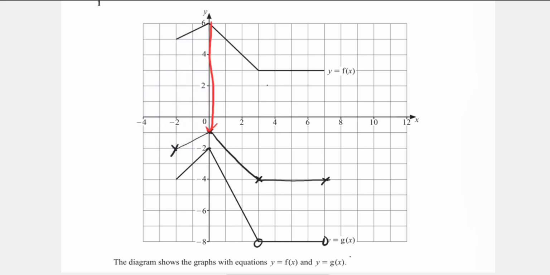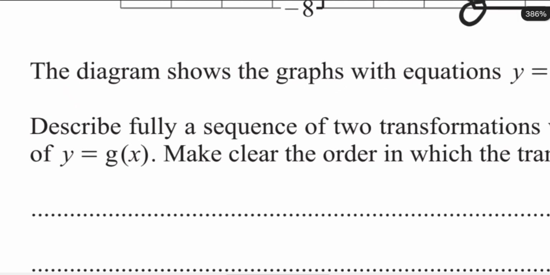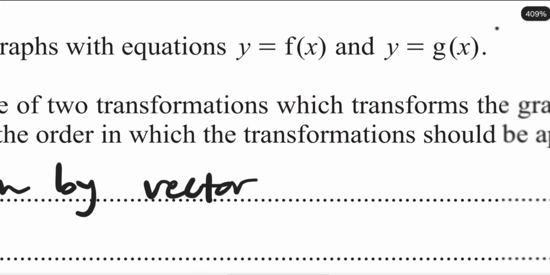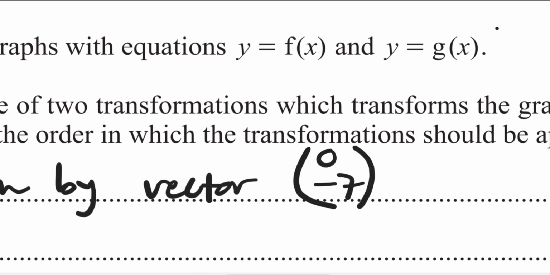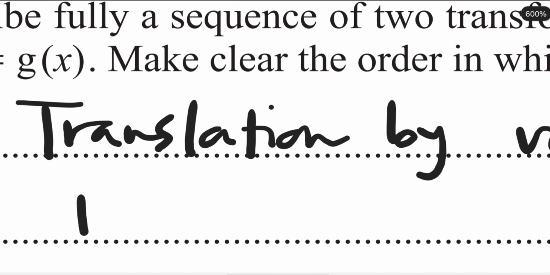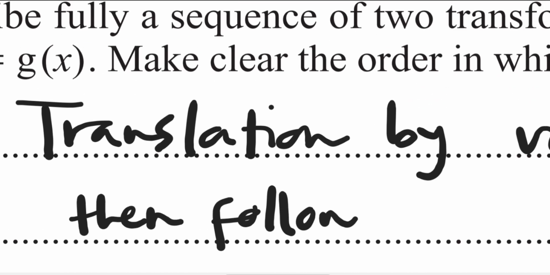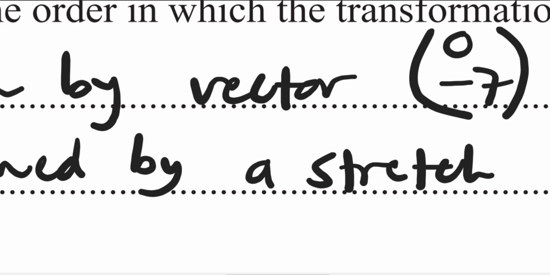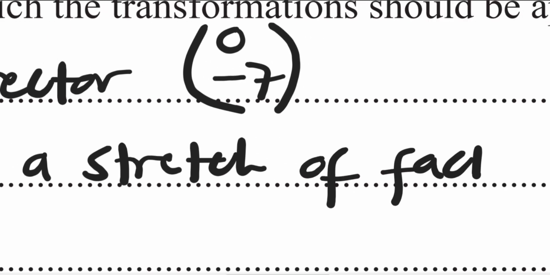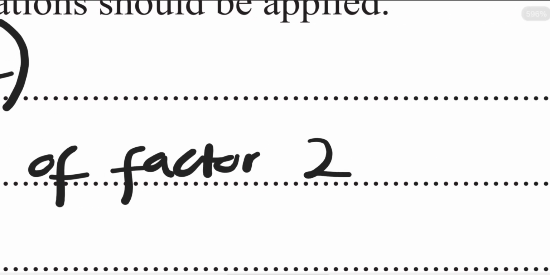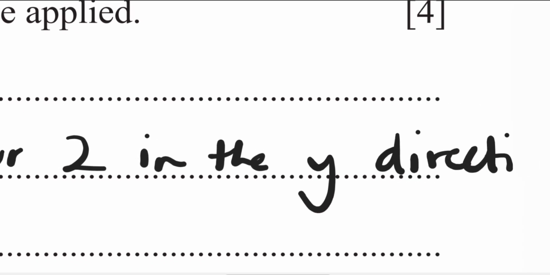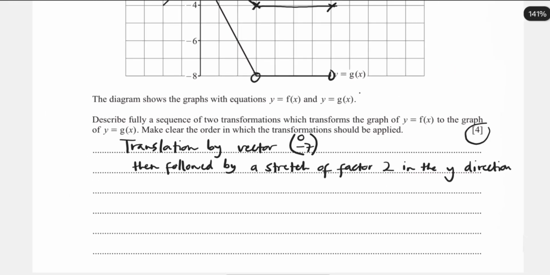So with that understanding now, we can safely say there was a translation by vector (0, -7), which is 7 units downwards, then followed by a stretch of factor 2 in the y direction, right? Then you get your 4 marks for that.